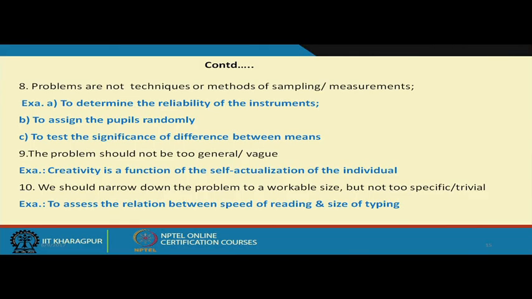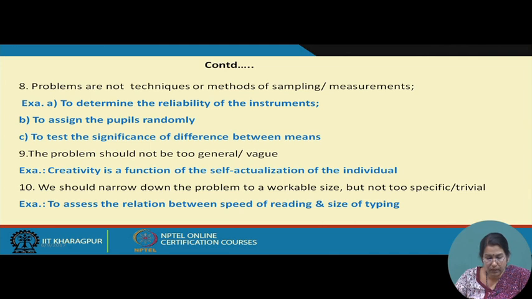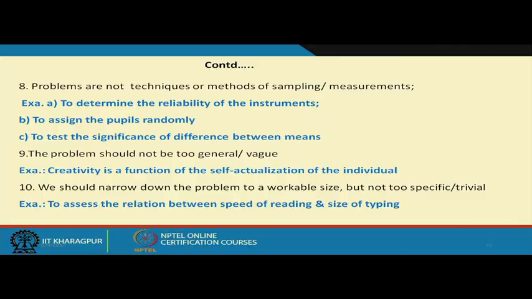Okay. So, for example, to assess the relationship between speed of reading and size of typing. Is it a question? So, assess the relationship between speed of reading and the size of typing. Like what would be the font size of the text material, and accordingly what would be the speed of reading. But again individual variations are there, and so many things.